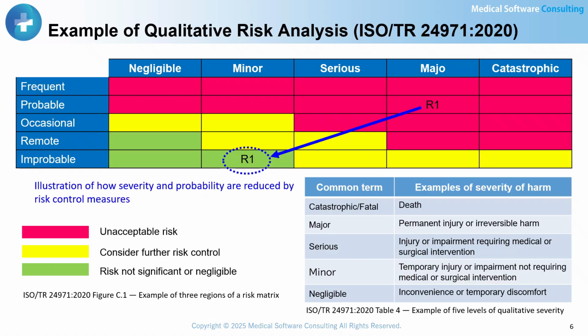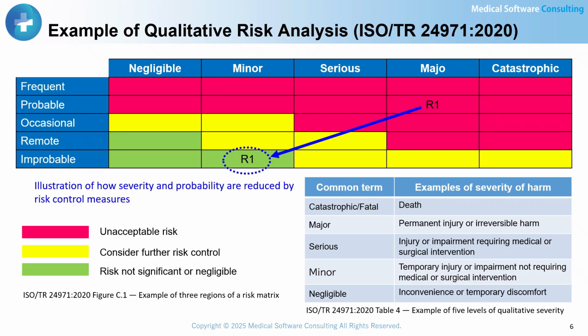Now, let's look at an example of qualitative risk analysis. This table shows a 5x5 risk matrix. On the horizontal axis, we have the severity of the potential harm. On the vertical axis, we have levels of probability for the risk to occur. Each organization defines its own acceptability criteria for risks placed on this matrix. In this example, the red zone represents risks that are unacceptable. The yellow zone shows risks that require further consideration of risk control, and the green zone represents risks that are insignificant or negligible. The degree of severity can also be defined as shown in the table on the right-hand side.